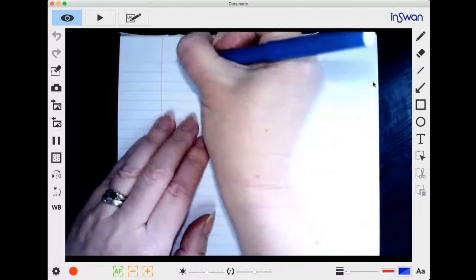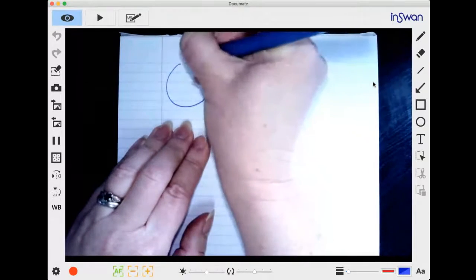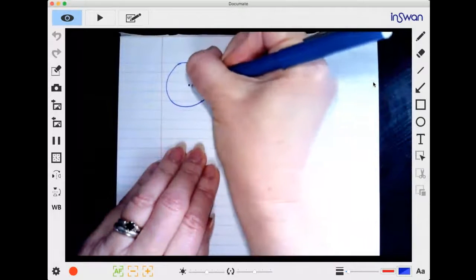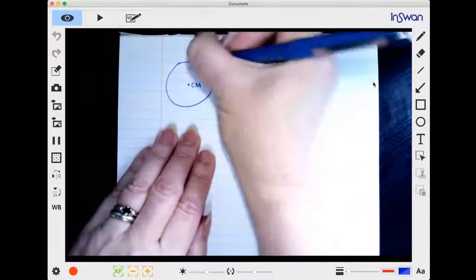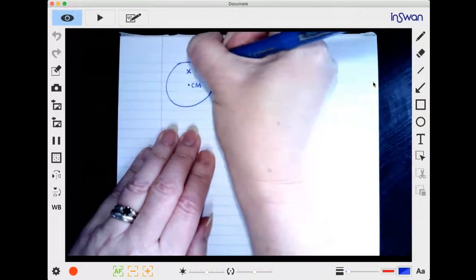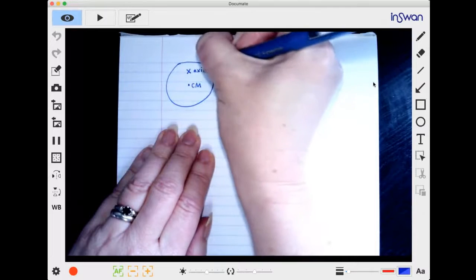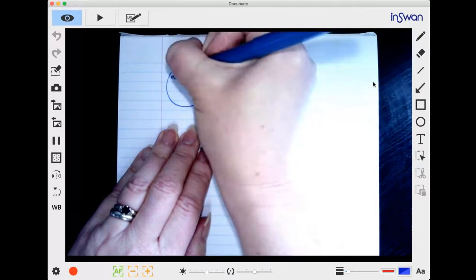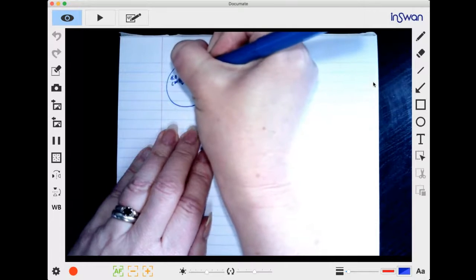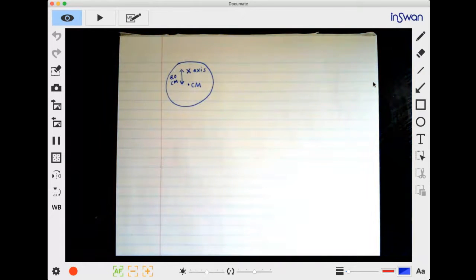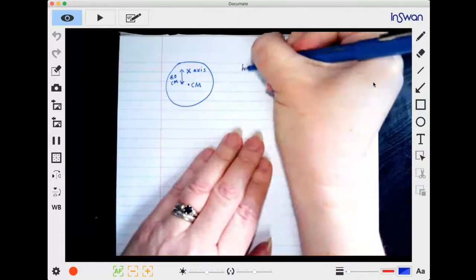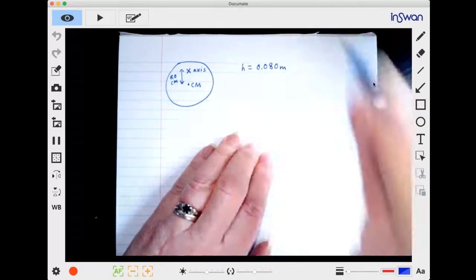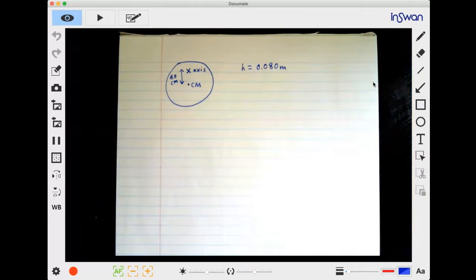Okay, so what do we have? We have a disk like that. Here's the center of mass, at the center because it's uniform density, and here's the axis of rotation. And they told us that this distance is 8 centimeters. Okay, and that's going to be our h. So h is 0.080 meters, or 8 centimeters.